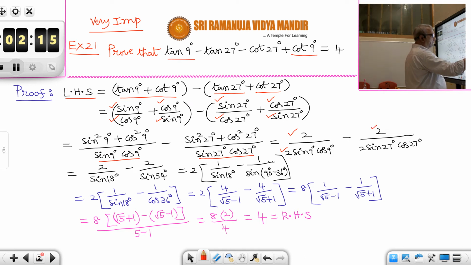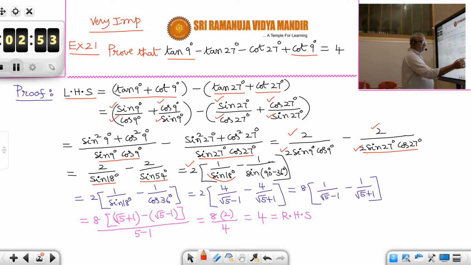Similarly, in the second term also I have done the same thing. So, numerator is 2, denominator 2 sin 9 degrees cos 9 degrees, that becomes sin 2 theta. Sin 2 into 9 degrees means sin 18 degrees. Similarly, in the second term, 2 sin 27 degrees cos 27 degrees will become what? Sin 2 theta. 2 into 27, sin 54 degrees. 2 will take common. Okay. In the bracket, 1 by sin 18 degrees minus 1 by sin 54.